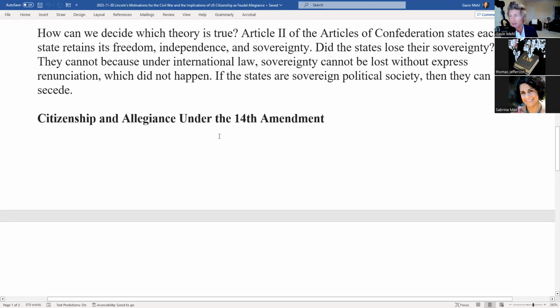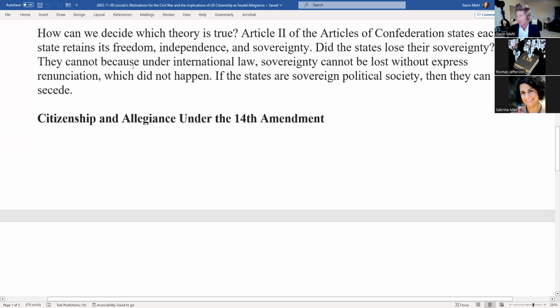So how can we decide on this theory? Article 2 of the Articles of Confederation states that each state retains its freedom, independence, and sovereignty. That's what it says in the Articles of Confederation, Article 2. Did the states lose their sovereignty?